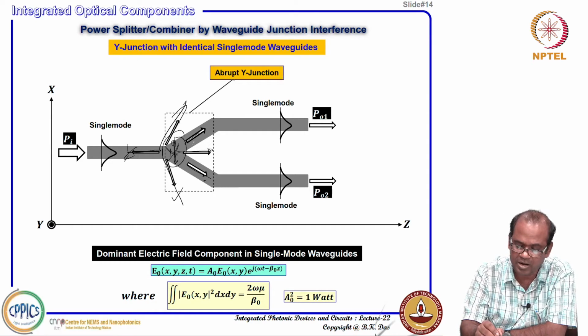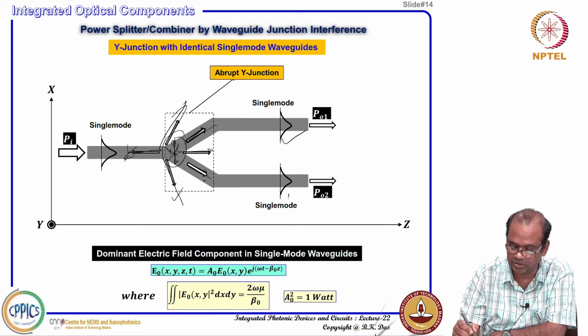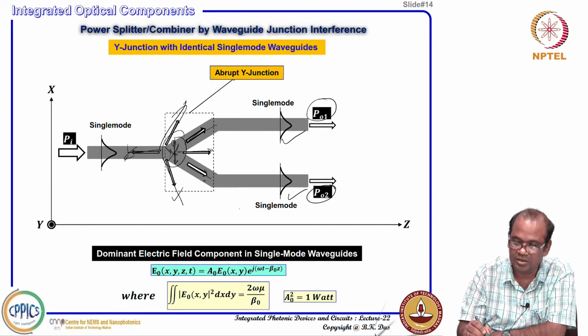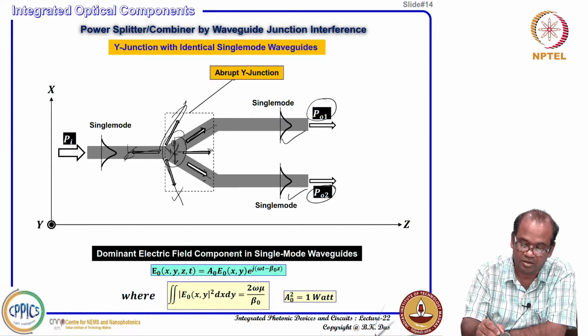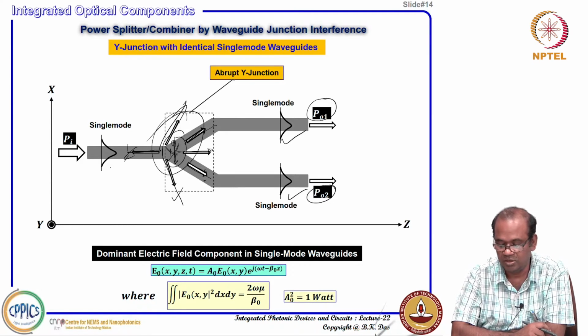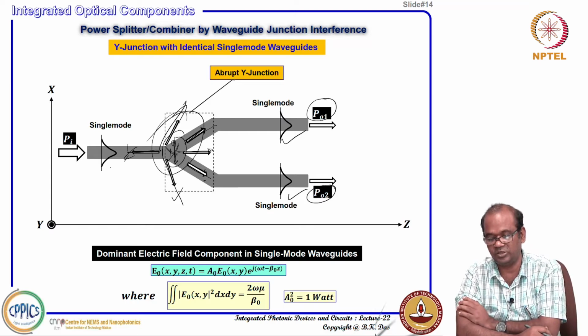Okay. And whatever little bit goes into the waveguide will take the shape of the single mode field distribution, the shape will be similar, but the power here will be reduced because of the loss acquired here, the scattering losses in the abrupt junction.